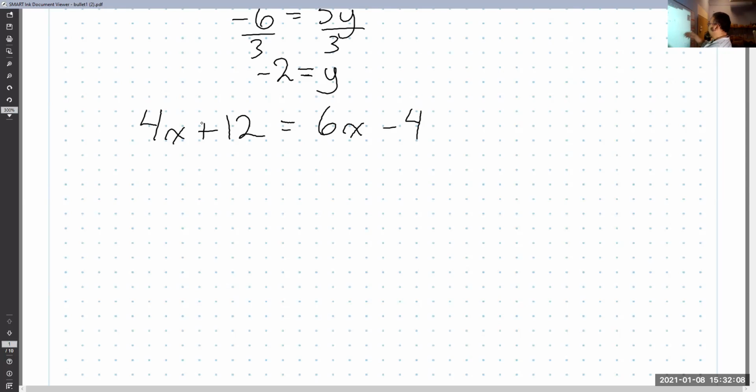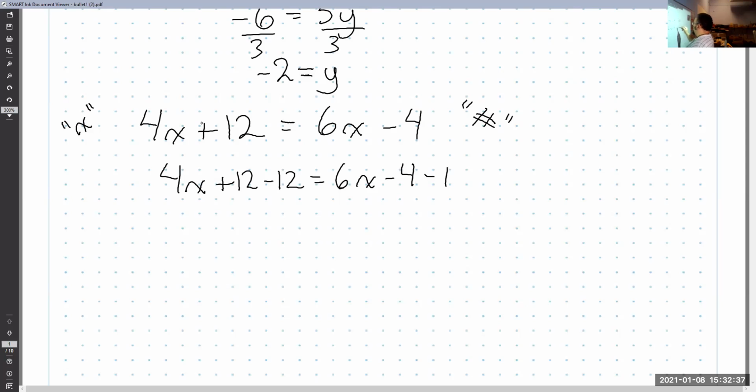So we want to get all the constants on one side and all the variables on the other. So let's decide, we're going to get all of my variables over here, so we want to have all my x's on the left, and we're going to make sure that we have all the numbers on the right. So first thing, 4x plus 12. So I want to do the opposite. So now I have 4x plus 12 minus 12 is equal to 6x minus 4 minus 12. So these are going to cancel out. I'm going to be left with 4x is equal to 6x minus 16.